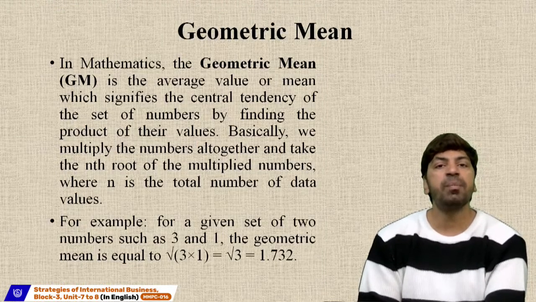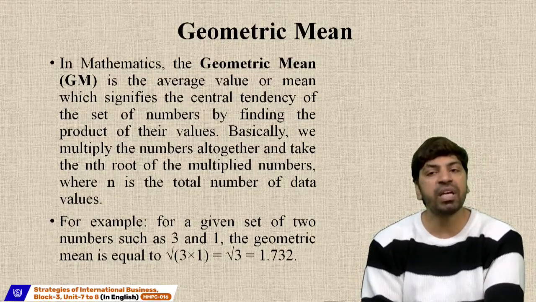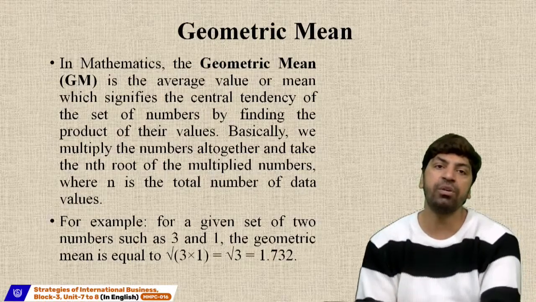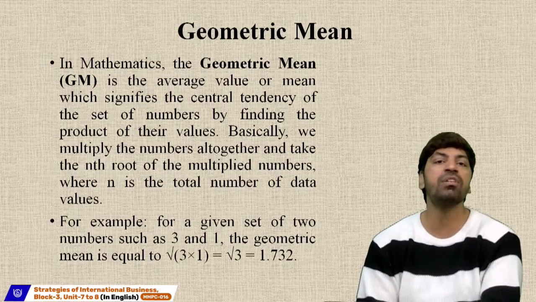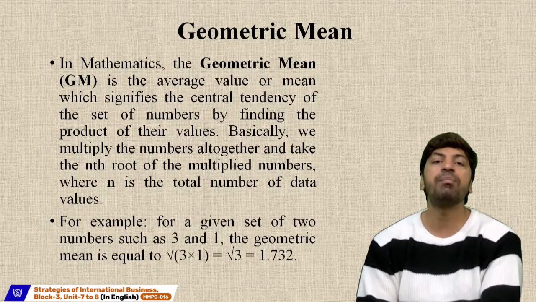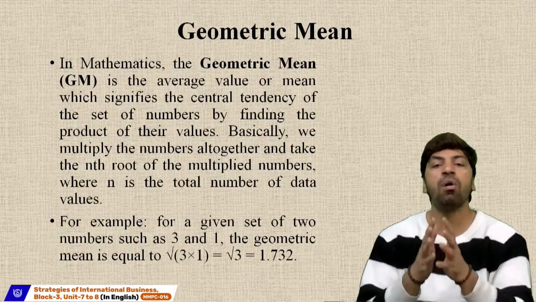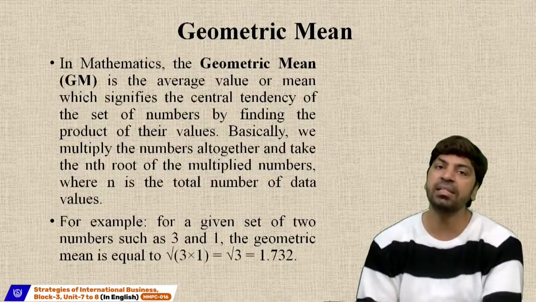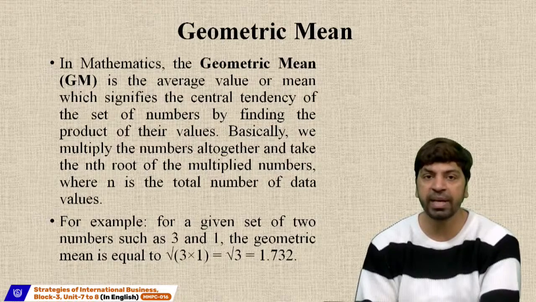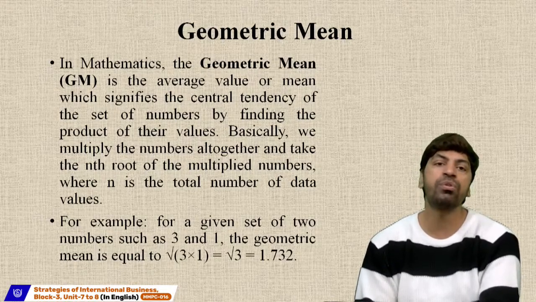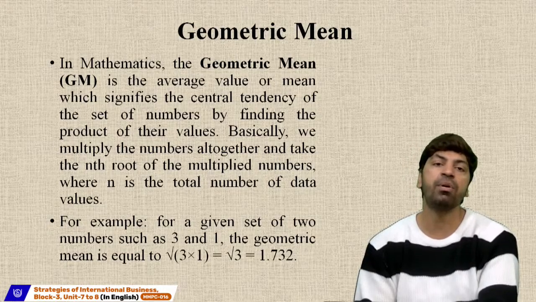The next concept is the geometric mean. In mathematics, the geometric mean is the average value or the mean value which reflects the central tendency of a set of values by finding the product of their values. So when we take the product of all the values, we can easily get the geometric mean. We multiply the numbers all together and take the nth root of the product, where n is the total number of data values.